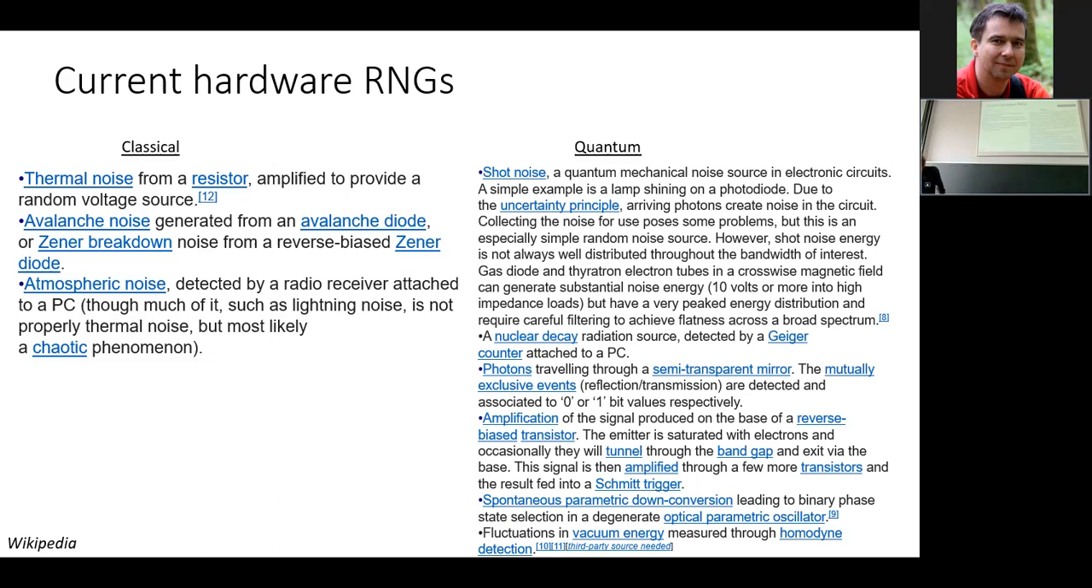Let me show you an example. So here on the quantum side, point 3 is photons traveling through a semi-transparent mirror. If you think about generating random numbers with a quantum device for 5 seconds, this is the first thing that will come to your mind. So you have a mirror, you send a single photon. If it passes, and it passes with probability 50%, this detector detects it. If it doesn't, the other detector detects it, and you have a random number generator.